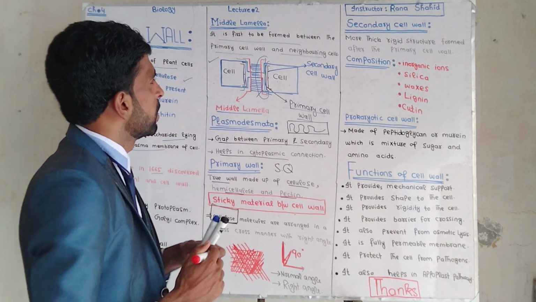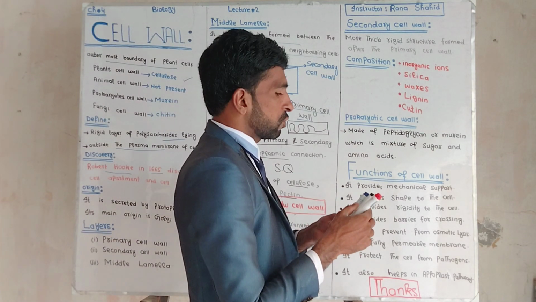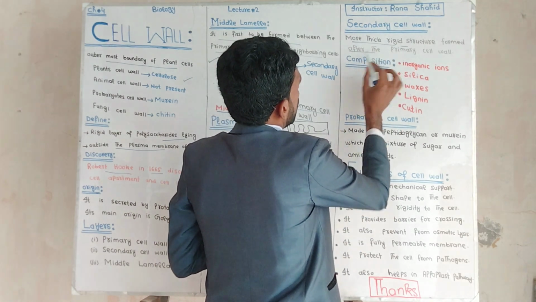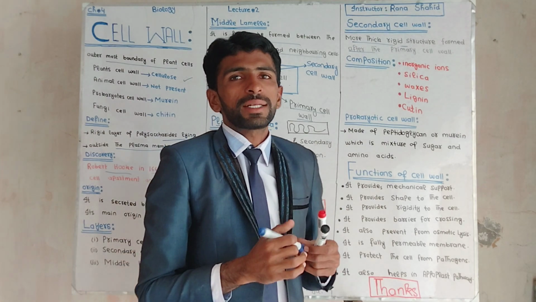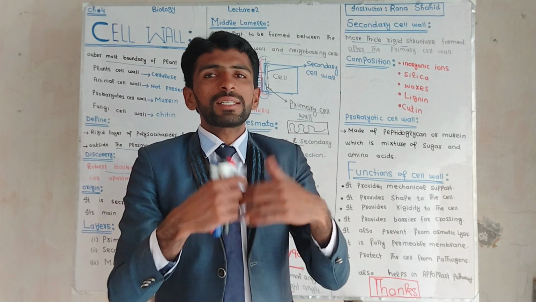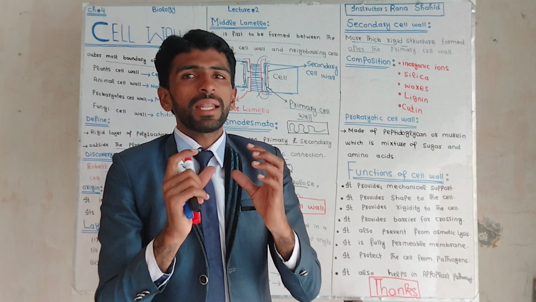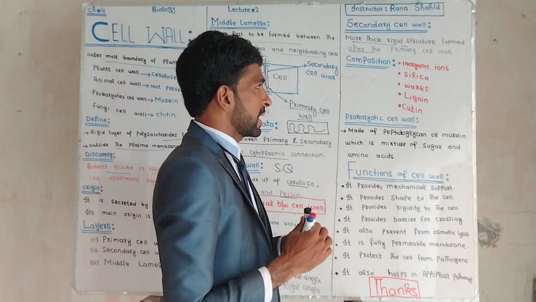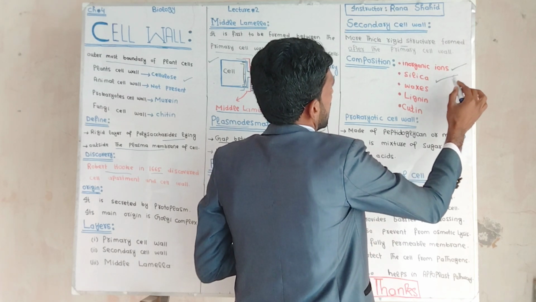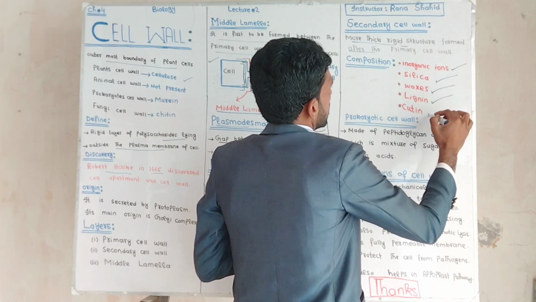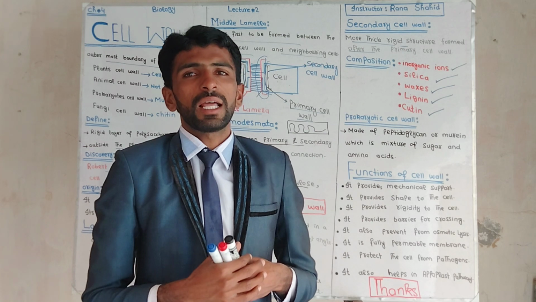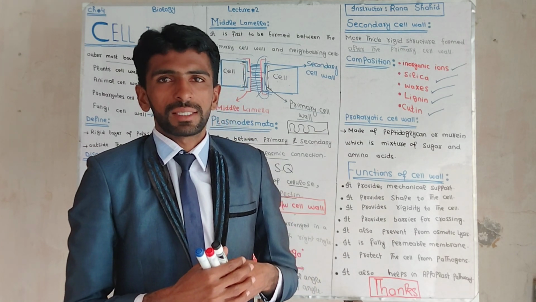So dear students, our next topic is the secondary cell wall. It is a thicker, rigid structure formed after the primary cell wall. What is its main composition? It is made up of many materials: inorganic ions, silica gel, waxes, lignin and cutin. These are the materials which make up the secondary cell wall.